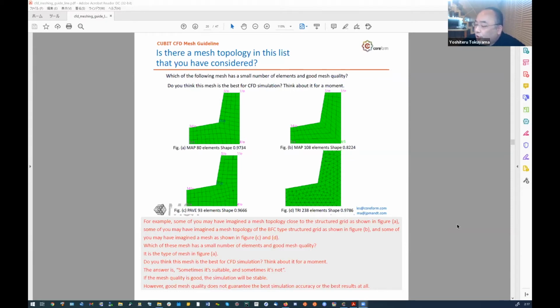Do you think this mesh is the best for CFD simulation? Think about it for a moment. The answer is sometimes it's suitable and sometimes it's not. If the mesh quality is good, the simulation will be stable. However, good mesh quality does not guarantee the best simulation accuracy or the best results at all.